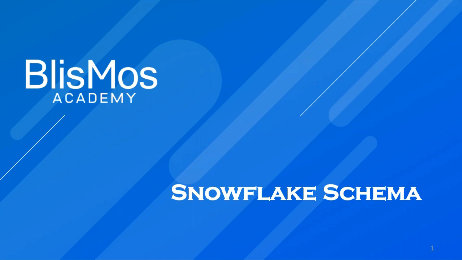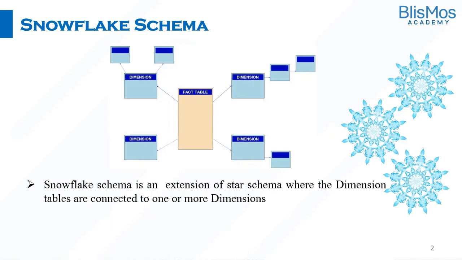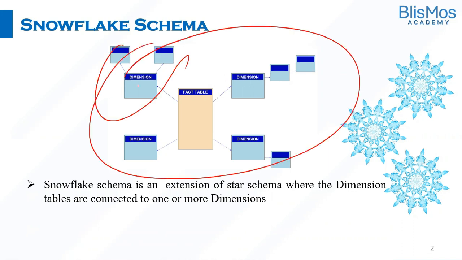As a part of this video, we'll understand Snowflake schema in data warehouse. As a part of our previous video, we understood star schema. What is Snowflake schema then? Snowflake schema is an extension of a star schema where multiple dimension tables surround a fact table. Dimension table 1, dimension table 2, and all those things.